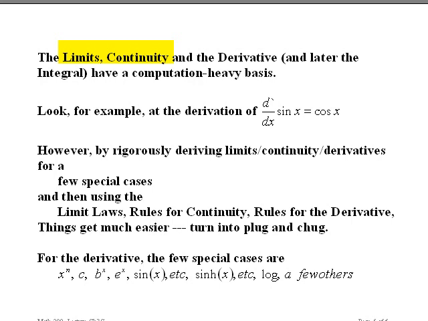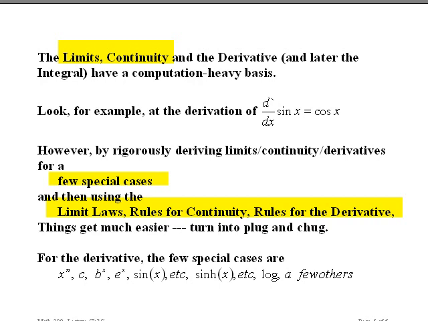Right. But the idea here is that if we rigorously derive the limits, continuity, and derivatives for a few special cases, a few special functions, and then we establish these laws, the limit laws, rules for continuity, and rules for taking the derivative, and later on rules for integrating, then things get much easier. All you have to do is apply those few special cases and these laws, and things turn into what is called plug and chug. By plug and chug, I mean you just look at a handbook or tables, you find out what the derivative or the integral is for a certain function, and you just make use of it with these laws.